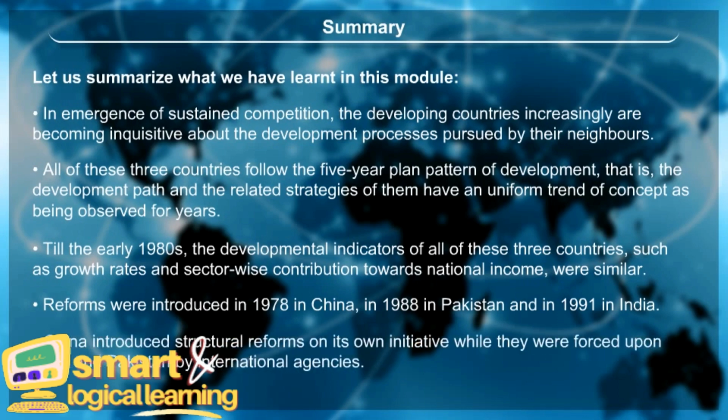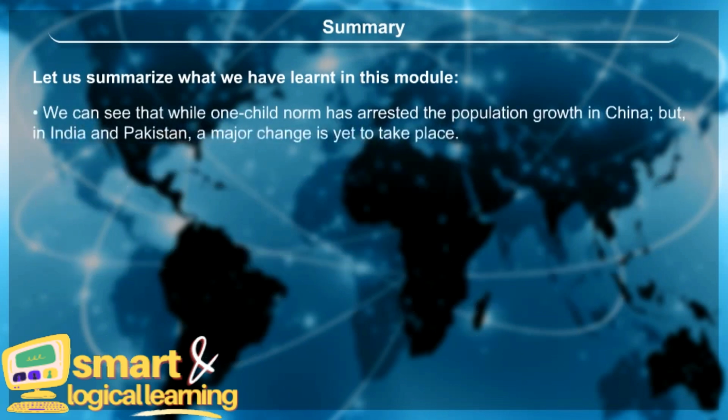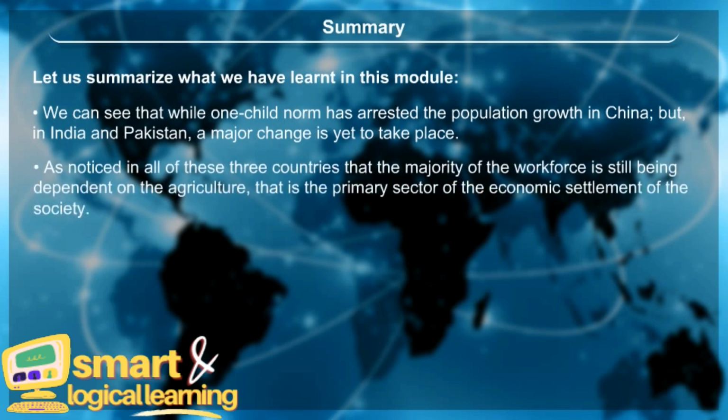China introduced structural reforms on its own initiative, while they were forced upon India and Pakistan by international agencies. We can see that while one-child norm has arrested the population growth in China, but in India and Pakistan, a major change is yet to take place. As noticed in all of these three countries, the majority of the workforce is still being dependent on the agriculture. That is, the primary sector of the economic settlement of the society.